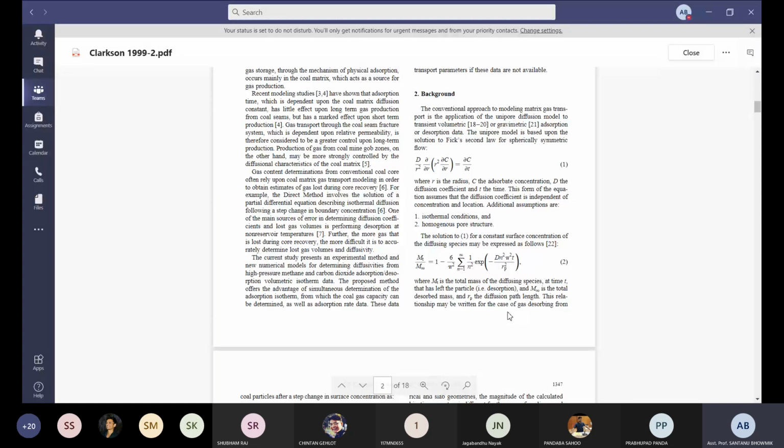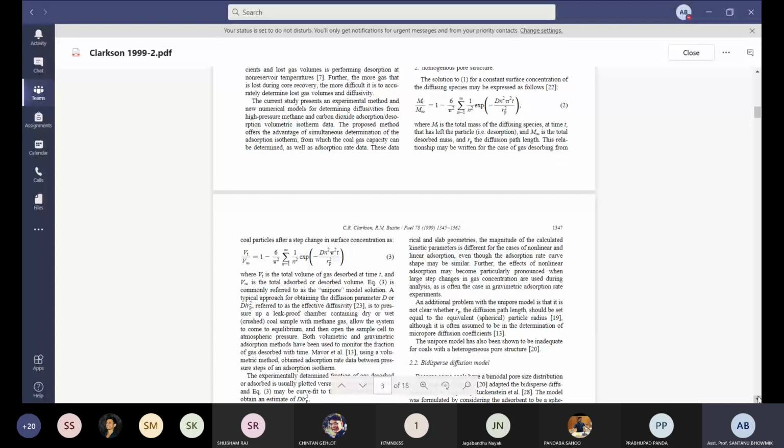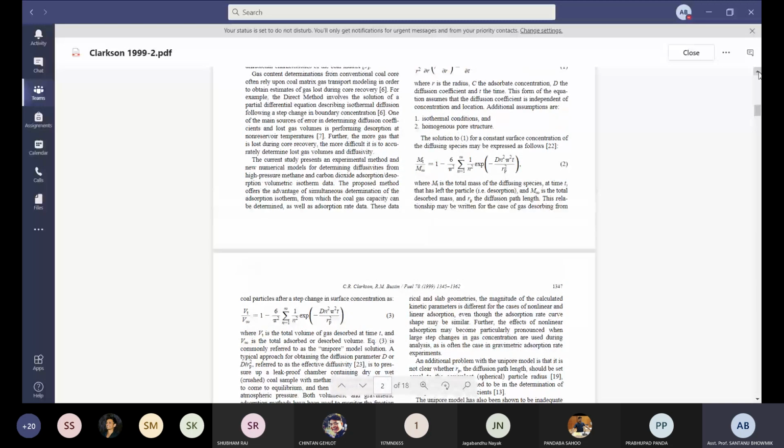You know the diffusivity, or the diffusion rate, and how it is going to vary. The unipole modeling assumes that the pore structure within a coal sample is homogeneous, and more or less there is no variation. Whatever diffusion is carried out is obviously in isothermal condition, because absorption is governed by the isothermal condition. So these are the assumptions.